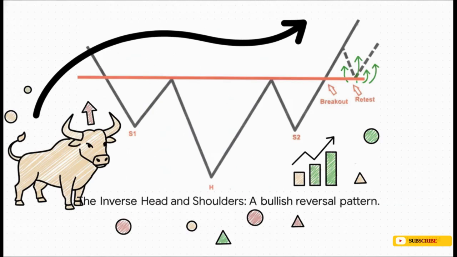Okay, so what happens if we just flip that whole pattern upside down? Well, then we get the inverse head and shoulders. This is the bullish version, and you'll often see it at the end of a downtrend. You get a low, then a lower low, and then a higher low. A left shoulder, a head, and a right shoulder all flipped over. It's telling a story of selling pressure finally drying up.